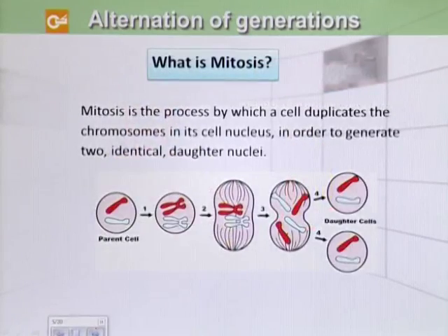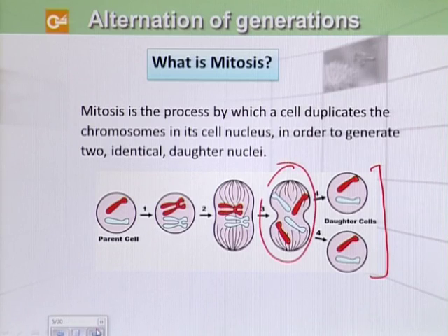So now we will see what is mitosis. As we know, it is a process by which a cell duplicates the chromosomes in its nucleus, and eventually two daughter cells are produced. Here you can see step-wise, cell duplication happened, and as a result two daughter cells are produced which are similar to their parents. There is no genetic recombination; rather, cells identical to the parent cell are produced.